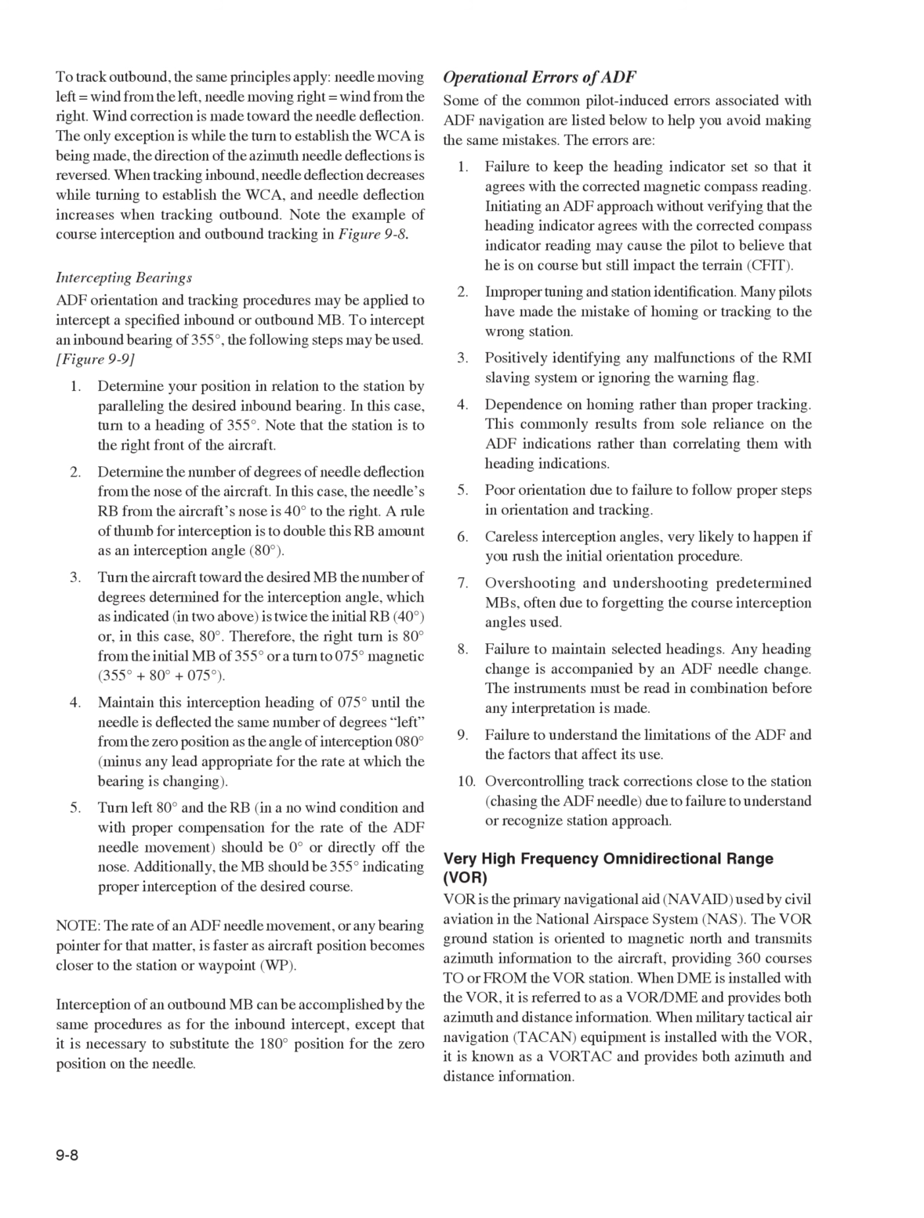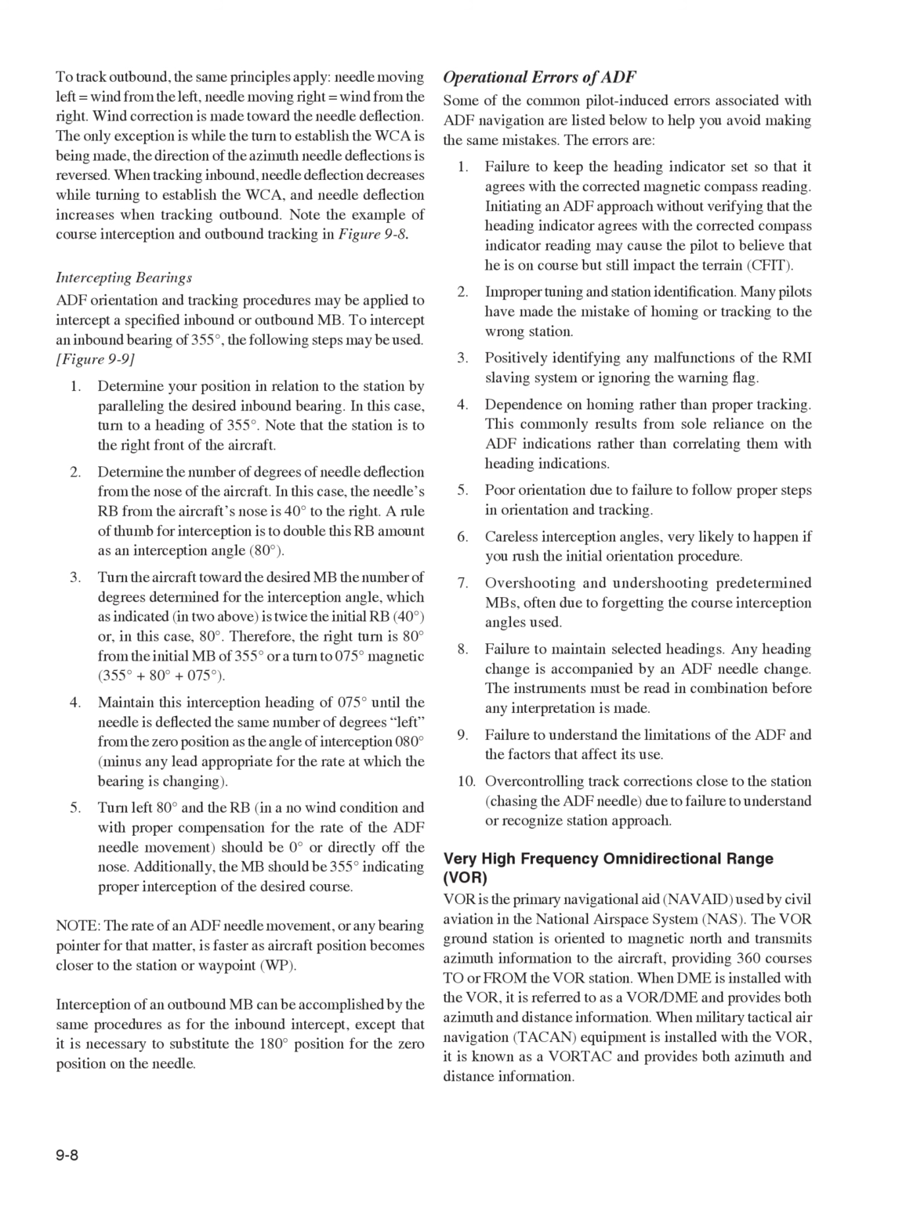2. Improper tuning and station identification. Many pilots have made the mistake of homing or tracking to the wrong station. 3. Failing to positively identify any malfunctions of the RMI slaving system or ignoring the warning flag. 4. Dependence on homing rather than proper tracking. This commonly results from sole reliance on the ADF indications rather than correlating them with heading indications.